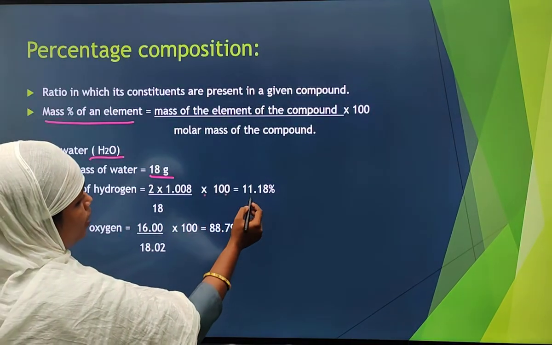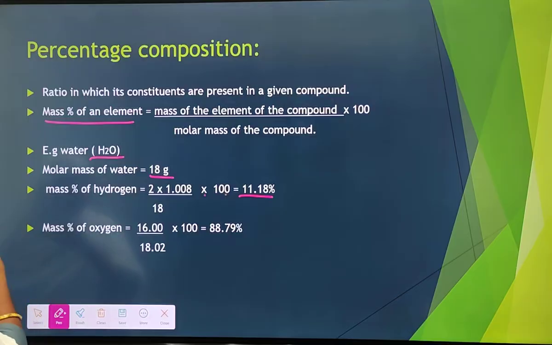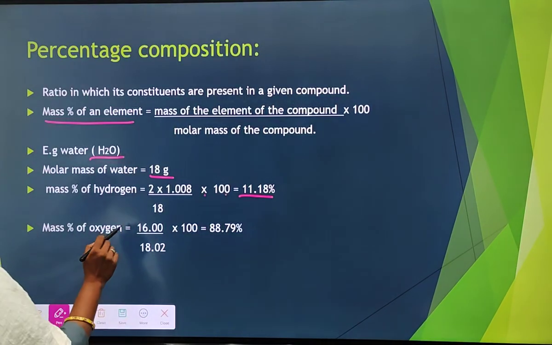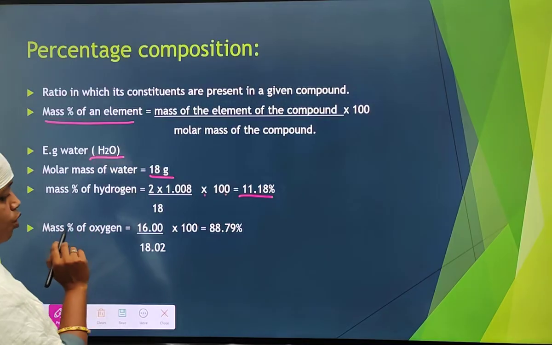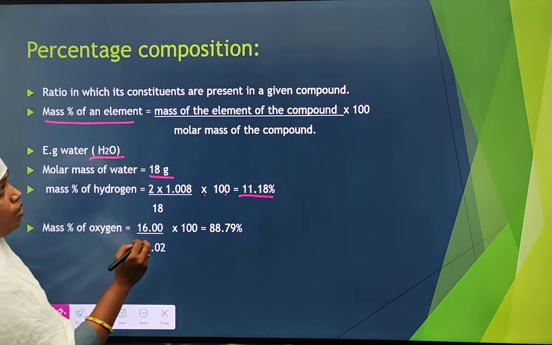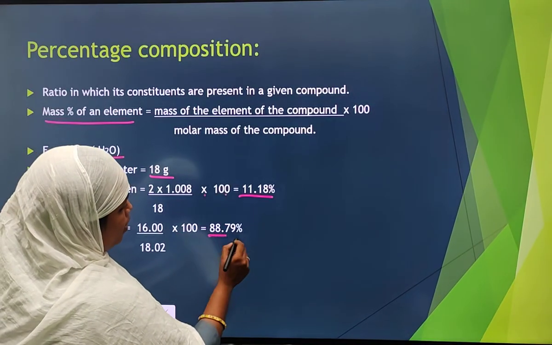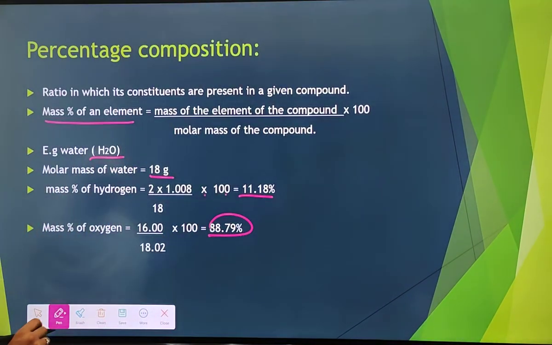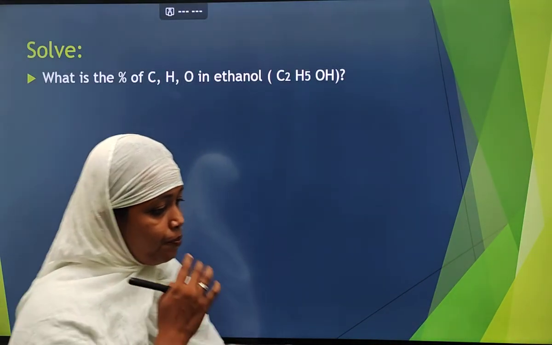Now into 100, so we get a value of 11.18%. Now the mass percentage of oxygen is 16.00. Why is the 2 not applied over here? Because one oxygen atom is present upon 18.02, that is the molar mass of the compound, into 100, that is, it comes up to 88.79%.